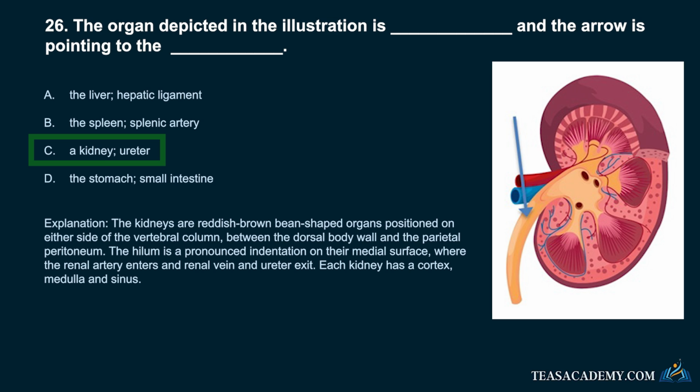The kidneys are reddish-brown bean-shaped organs positioned on either side of the vertebral column, between the dorsal body wall and the parietal peritoneum. The hilum is a pronounced indentation on their medial surface, where the renal artery enters and renal vein and ureter exit. Each kidney has a cortex, medulla and sinus.